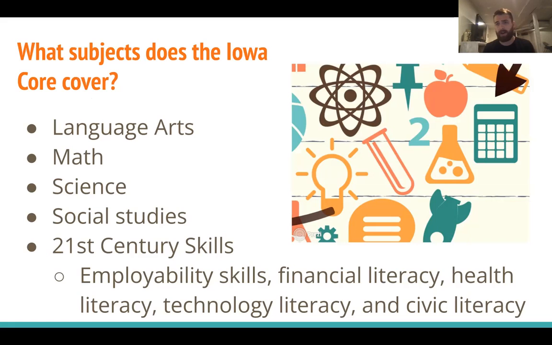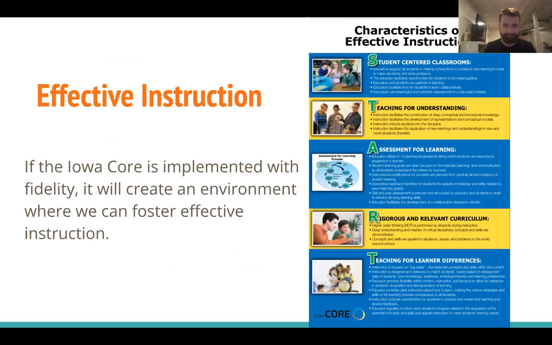We always talk about how important it would be for people to know how to find jobs, to figure out how to file taxes and all these different things. And this is what those 21st century skills are hitting on. Some people might make the argument that 21st century skills are the most important out of those. Okay, so those are the areas that the Iowa Core covers.